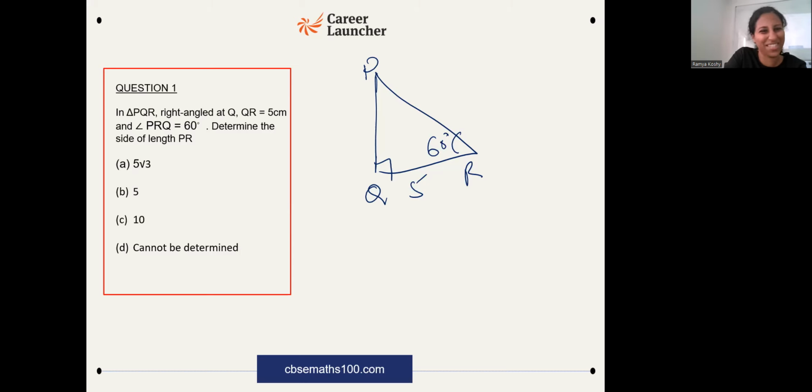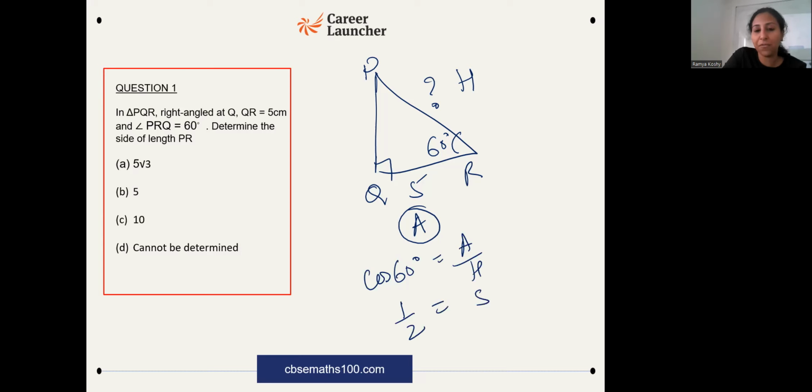Question is wrong. Length of side PR. Okay. You need to find this. So what is given to us? Given to us is the adjacent side. What is missing? Missing is the hypotenuse. So to find hypotenuse when the adjacent side is given, which ratio will we use? We will use cos. Cos is adjacent by hypotenuse. So cos 60 is adjacent by hypotenuse. Cos 60 is half. Half is equal to 5 by h. Of course, h should be 10 then.